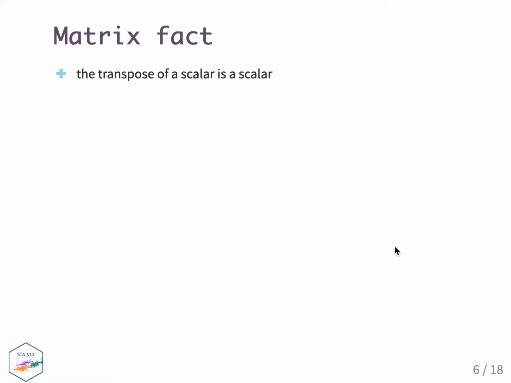Now I've got another matrix fact for you, that is that the transpose of a scalar is a scalar. So what do I mean by that? Well, a scalar is just a number. So for example, the number 5. If I take the transpose of the number 5, it's still just 5. Transpose basically means that we're flipping the dimensions of a matrix. So for example, if I had a vector that was p by 1 dimensions, and I took the transpose, I would have 1 by p as my new dimensions. Well, if I have a scalar, it's just 1 by 1, and if I take the transpose of it, it's still going to be 1 by 1. Nothing's going to change. So the transpose of a scalar is a scalar.